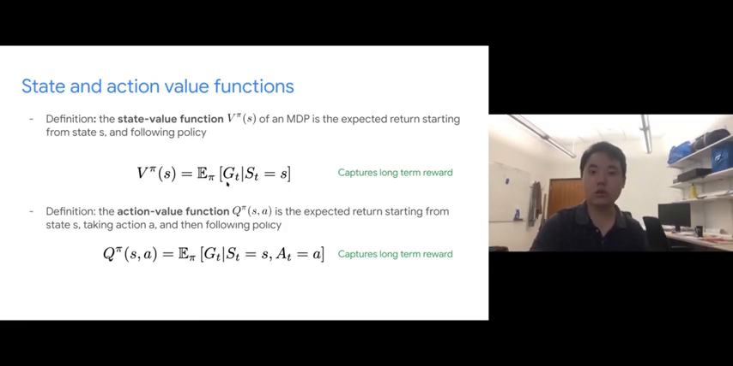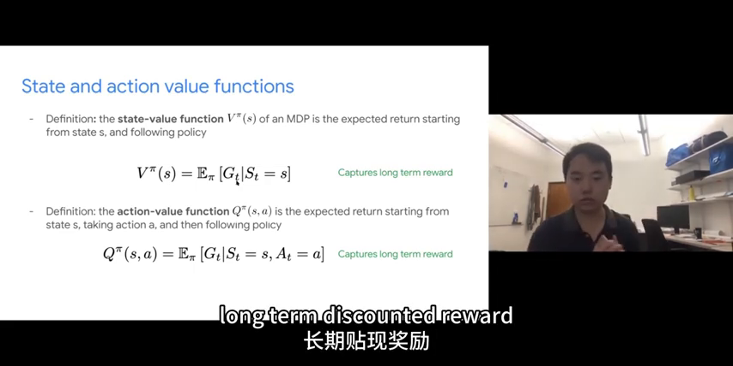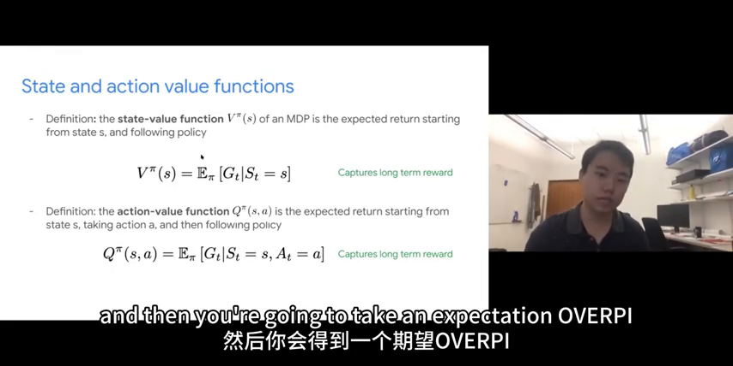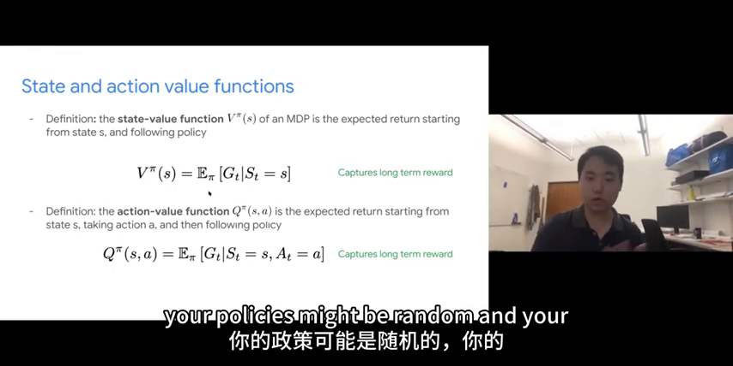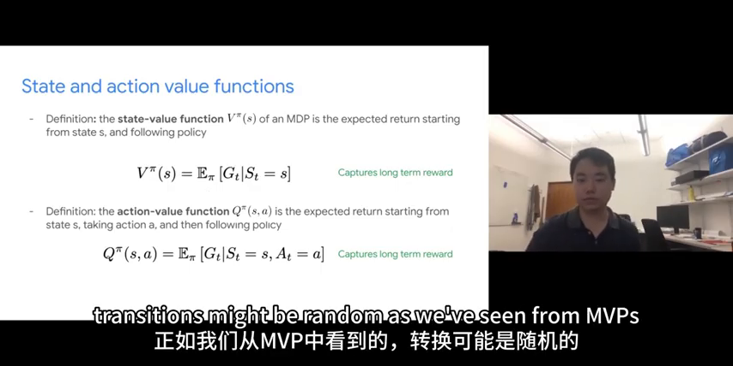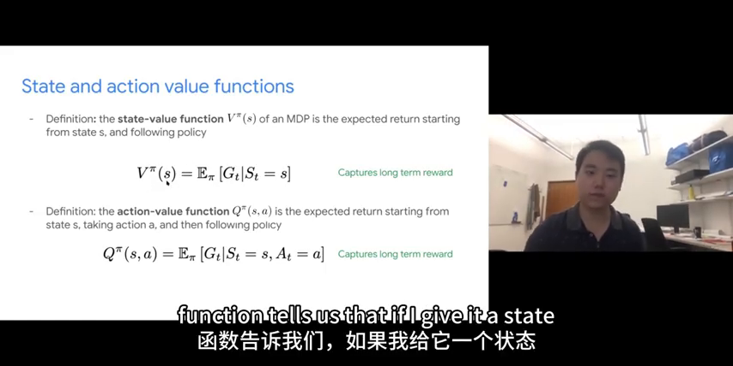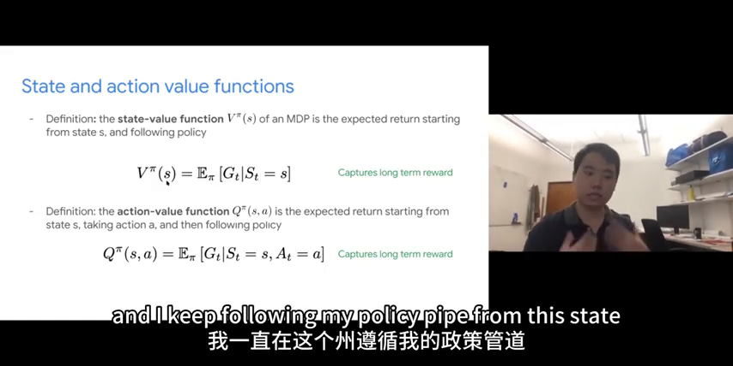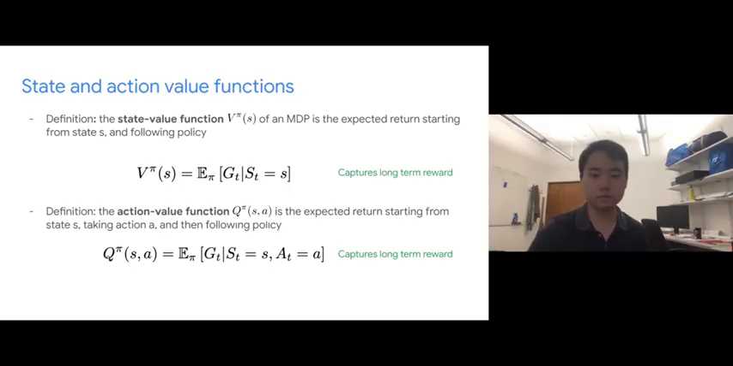and you're going to compute G_t, which is the cumulative long-term discounted reward. And then you're going to take an expectation over pi over all the randomness in the data set because your policies might be random and your transitions might be random, as we've seen from MDPs. So essentially this function tells us that if I give it a state and I keep following my policy pi from this state, what are the long-term expected rewards that I'm going to observe?